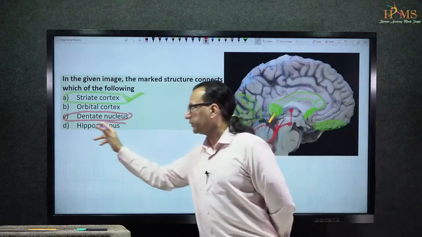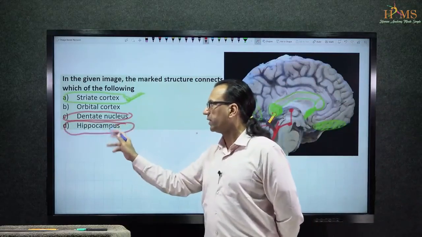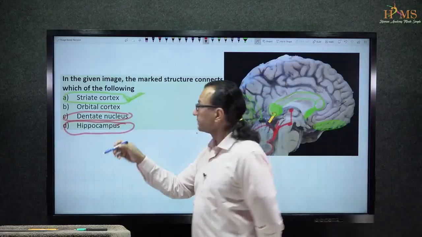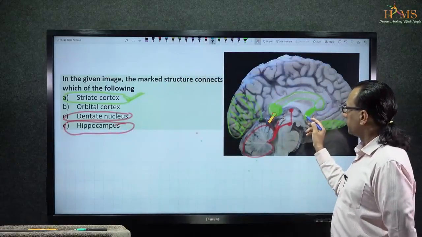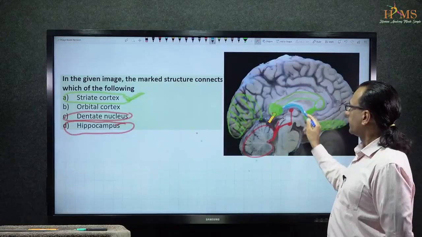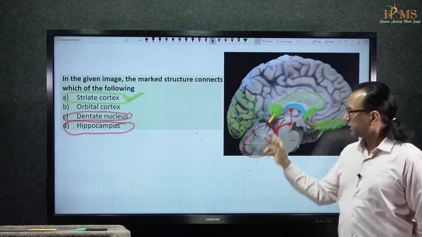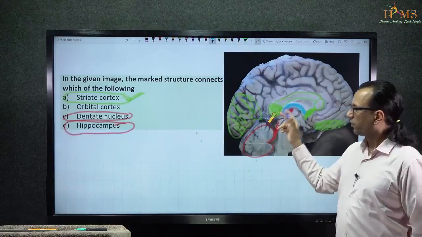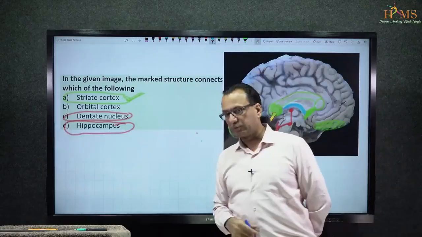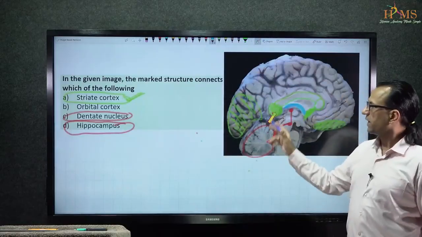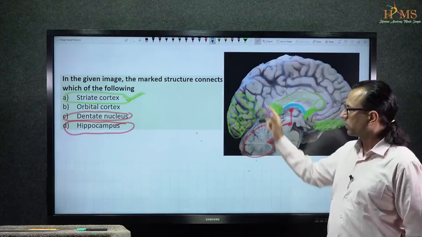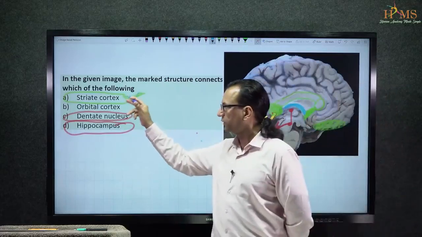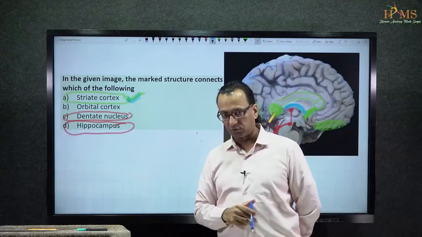And what about the hippocampus? Hippocampus has one outgoing fiber, the major efferent tract, and that major efferent tract from the hippocampus is the fornix. So when it comes to the fornix, fornix is the major output tract for the hippocampus. But since the marker is here on the splenium part of corpus callosum, we'll keep our answer as occipital visual cortex, or the striate cortex should remain our answer, choice number A.